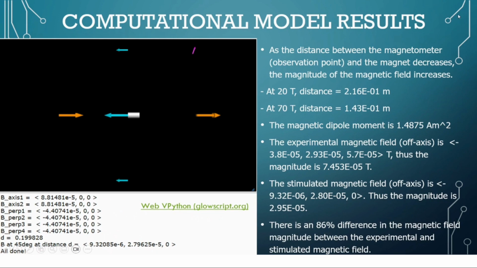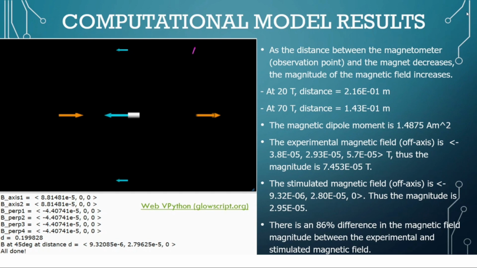The computational model results showed that as the distance between the magnetometer or observation point and the magnet decreases, the magnitude of the magnetic field increases. At 20 teslas, the distance is equal to 2.16 e negative 1 meters, and at 70 teslas, the distance equals 1.43 e negative 1 meters.